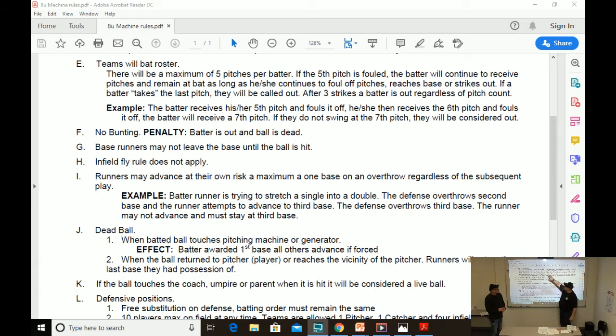The other difference is they only get 3 swings at it. So they can strike out. They can't swing at all 5 pitches. They can only swing at 3. And if they take the last pitch, they're out. So if they swing at 2 out of the 4 and just watch the 5th one go by, they're done.